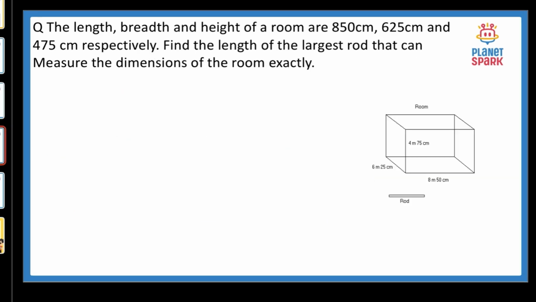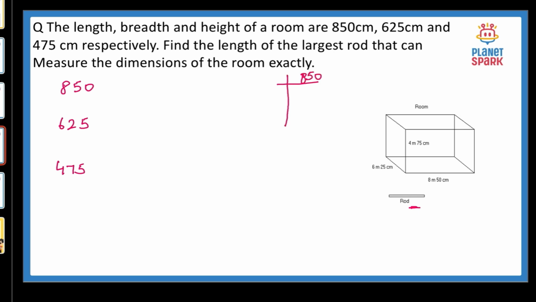Next question: the length, breadth and height of the room are 850 cm, 625 cm and 475 cm. Find the length of the largest rod that can measure the dimensions of the room. Largest rod means we have to find out the HCF. We are having 3 numbers here: length is 850, breadth is 625, height is 475.